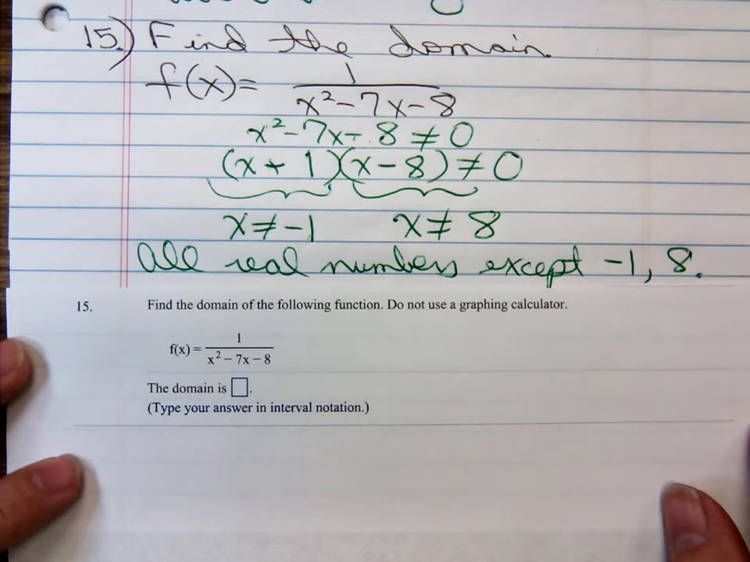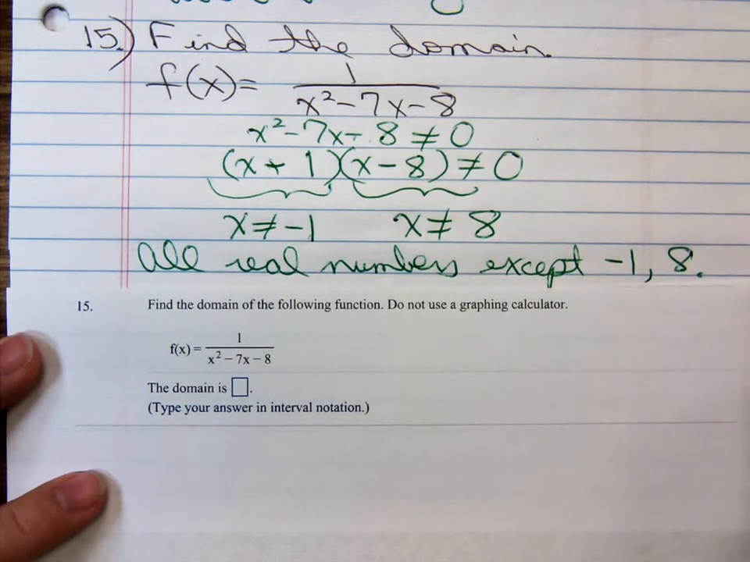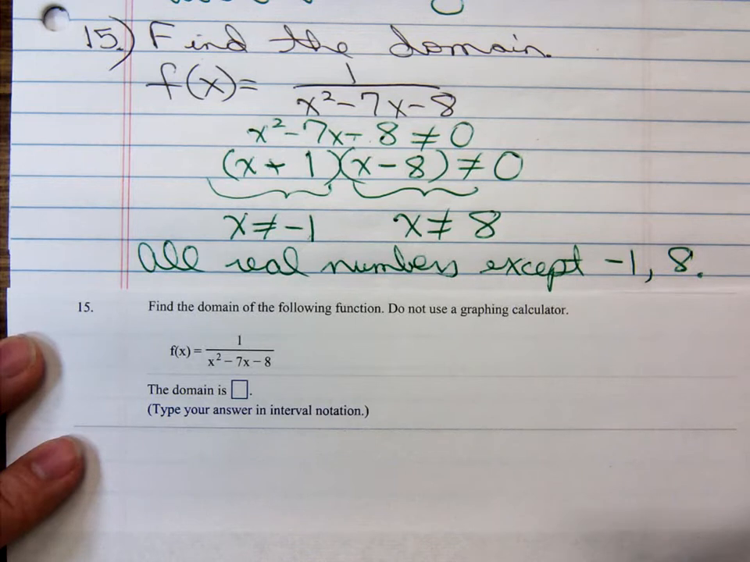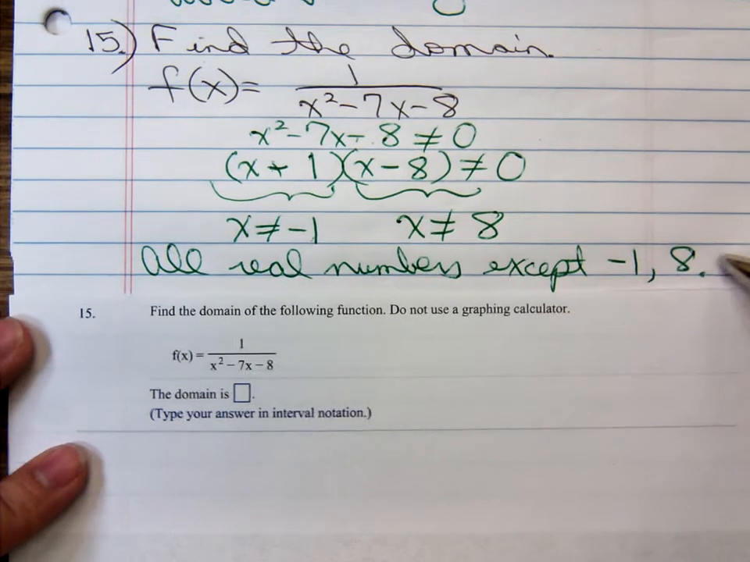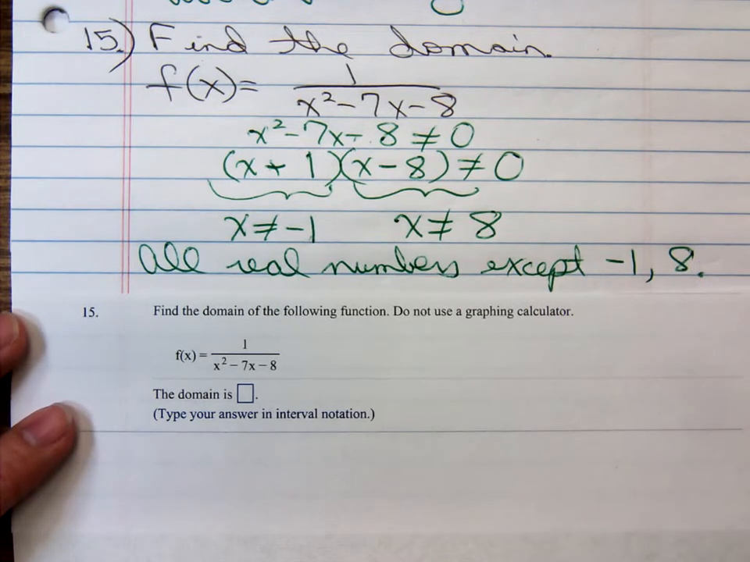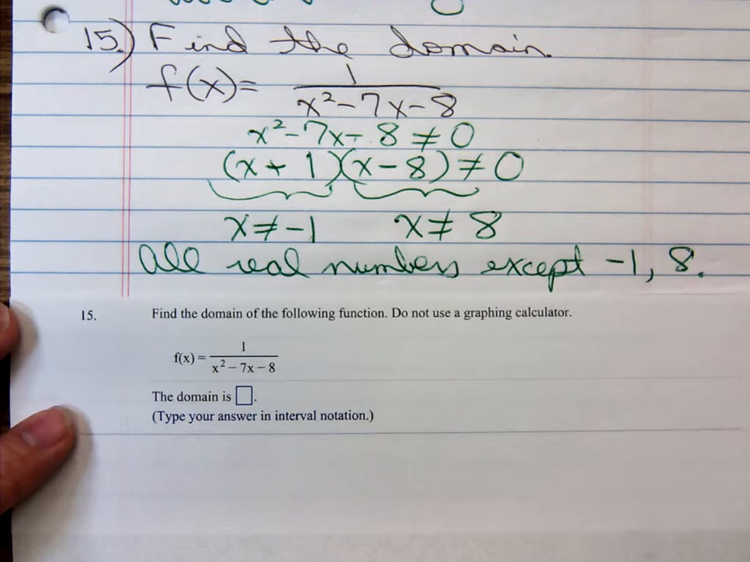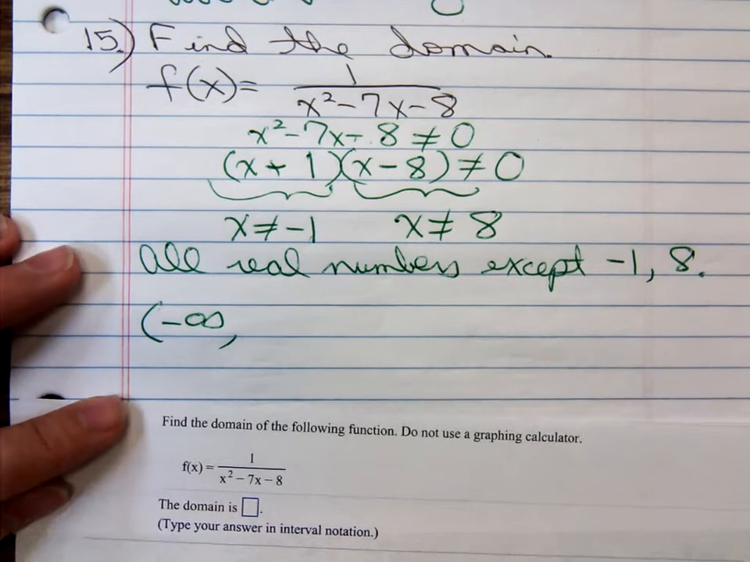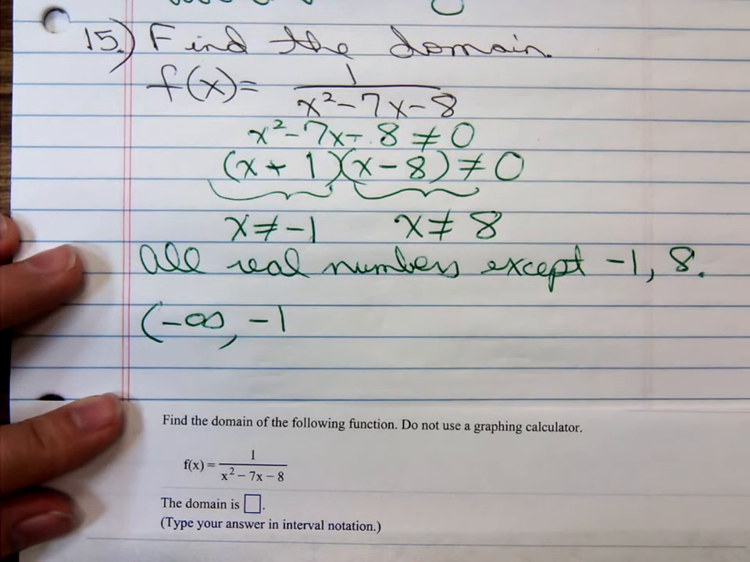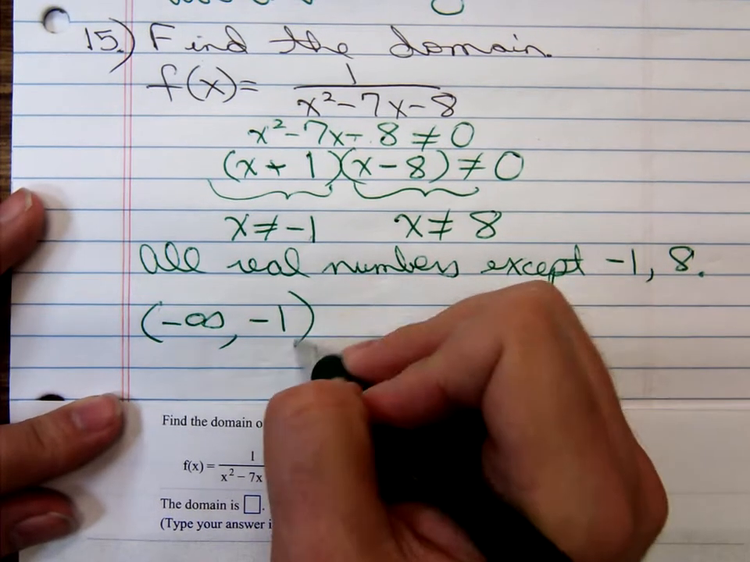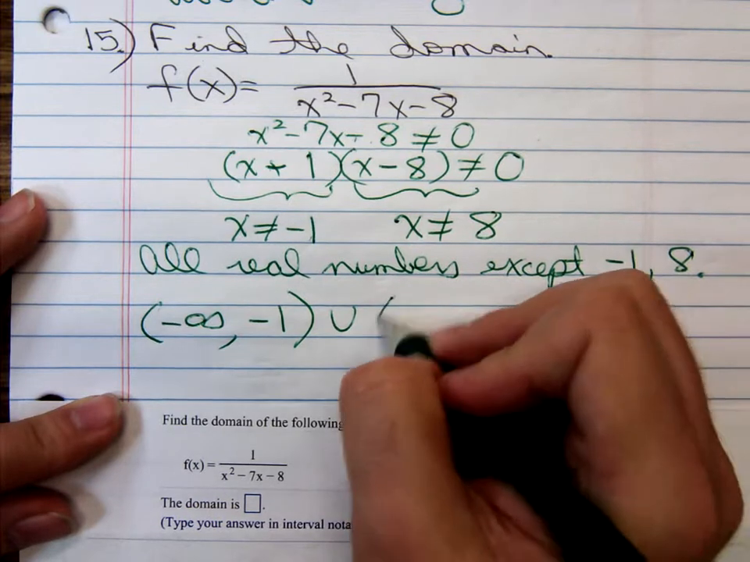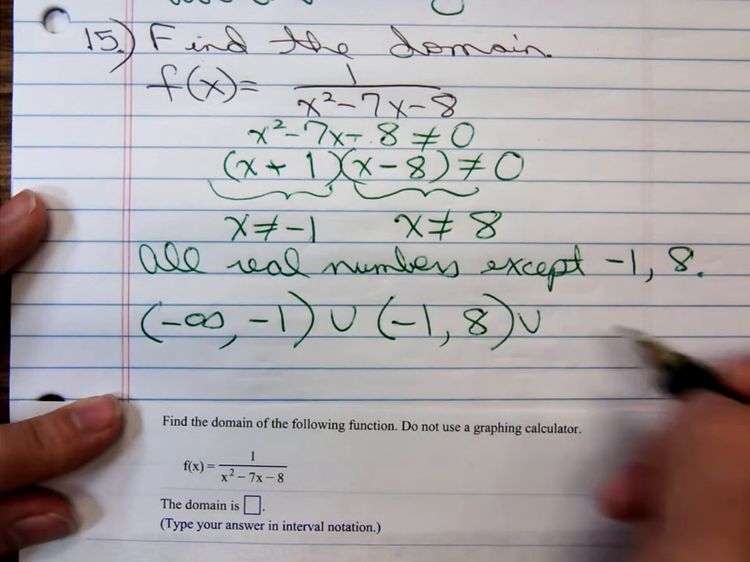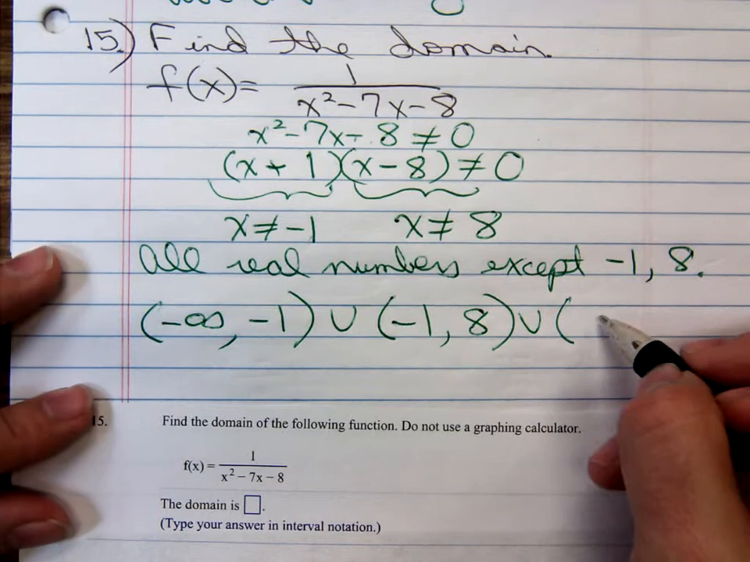How would you type that using interval notation? It's easier to spot when it's multiple choice. How do you type this phrase, all real numbers except for negative 1 and positive 8, using interval notation? Parentheses, negative infinity, comma, negative 1. Union. What goes after the negative 1? Parentheses, negative 1, comma 8, parentheses. Union. Parentheses. Yes, very well said.